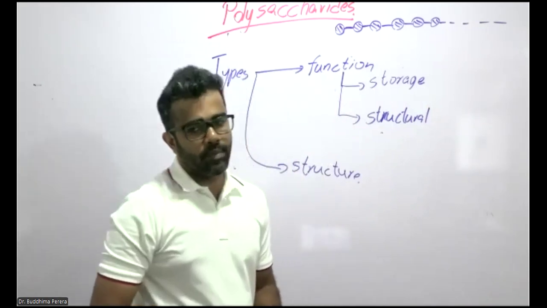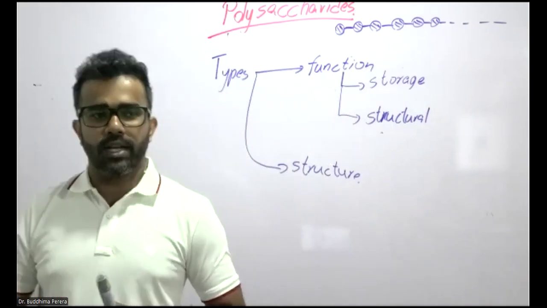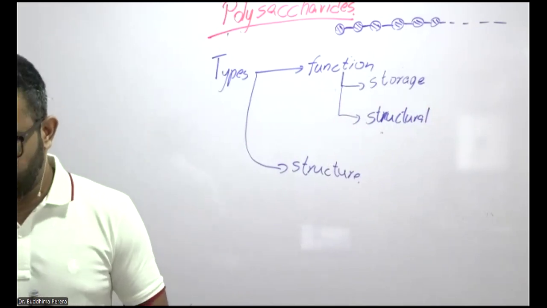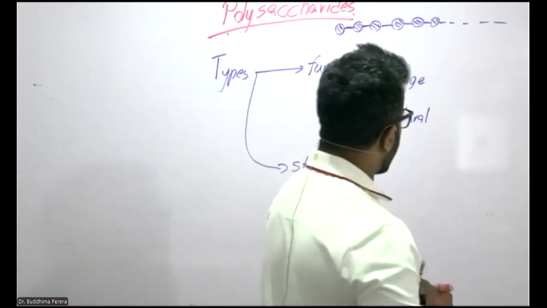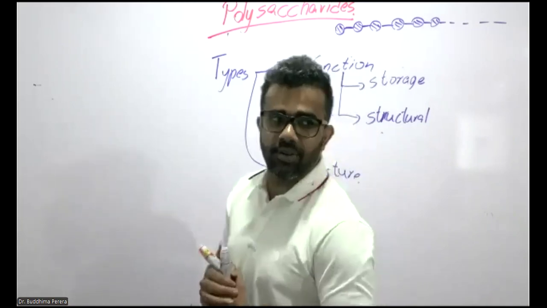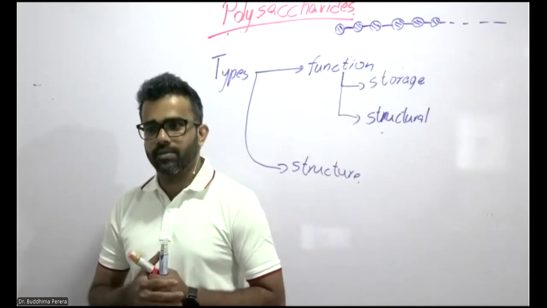So you have to remember the examples for storage polysaccharides and structural polysaccharides. What are the storage polysaccharides? What do you know? Starch. Starch is the storage polysaccharide of plants. Plants store starch, right?